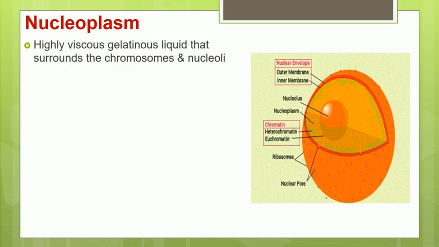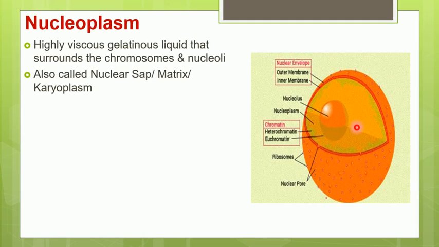Now we move on to the next part of the nucleus, that is called as nucleoplasm. So what is nucleoplasm? Nucleoplasm means the liquid part of the nucleus. It is not liquid, but it is a highly viscous gelatinous liquid that surrounds the chromosome and nucleolus. This nucleoplasm is basically present here inside the nucleus. So all this liquid part which is jelly like material, actually it is called as a nucleoplasm.